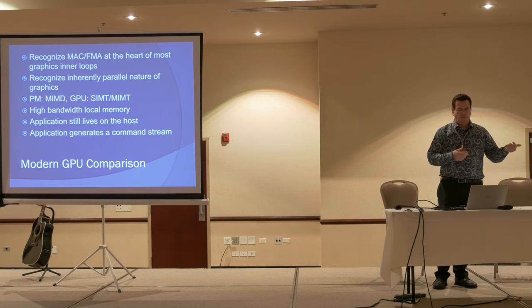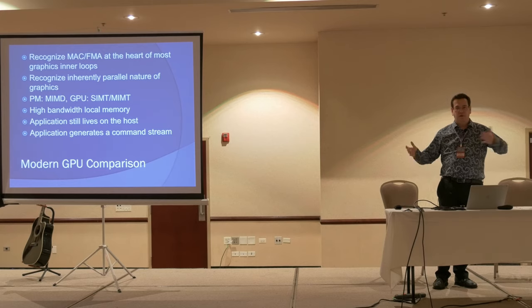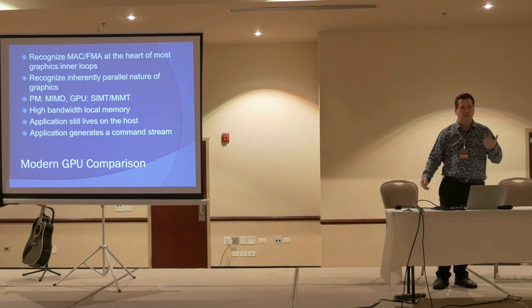And in the Pixel Machine, it's multiple instruction, multiple data. In a modern GPU, it's what they call single instruction, multiple threads, or multiple instruction, multiple threads, depending on the terminology. You also need high bandwidth access to local memory in order to keep everything going fast. In the end, the final application that's making all this happen still lives on the host. That's the same today. We don't run everything entirely in the GPU. The game is running on the PC, and the GPU is doing the rendering. And it's also very similar that at its core, a modern GPU is just a device that accepts a stream of commands, and that's the same as the Pixel Machine.